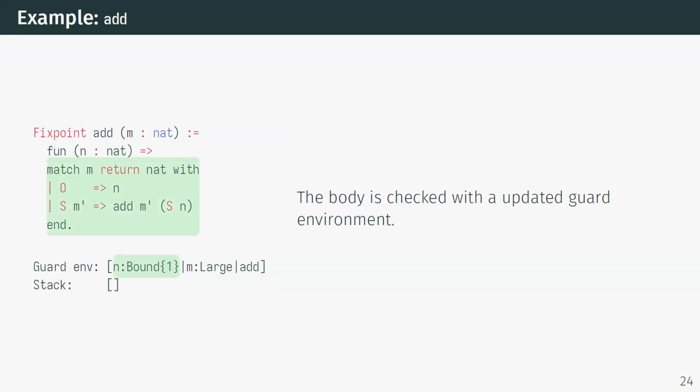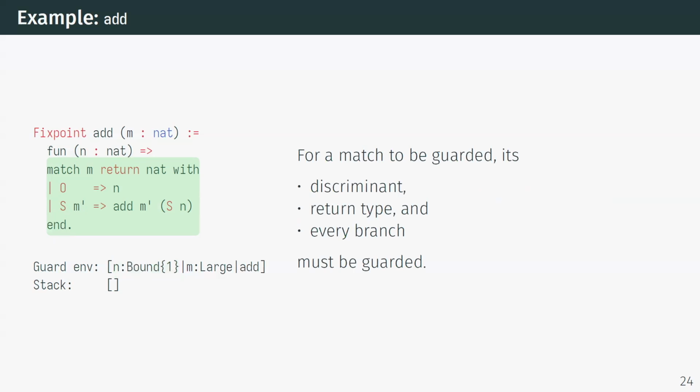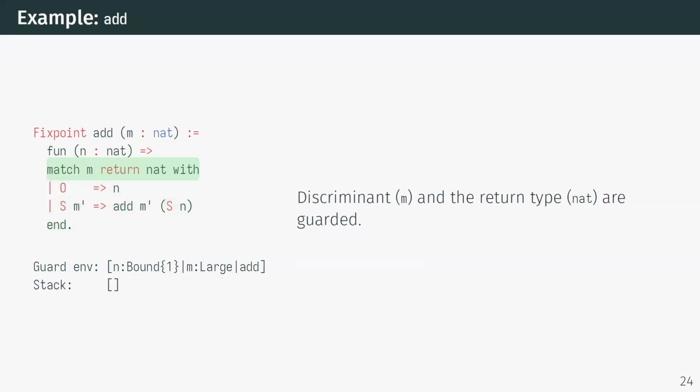So now we check the body, right? The body is checked with an updated guard environment with N now, because we enter the body of a lambda. And the body is a match. For a match to be guarded, three things to check: discriminant, return type, and every branch must be guarded. So let's go. The discriminant and the return type are guarded. There are no recursive calls, so this is fine.